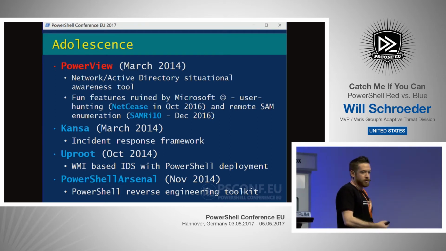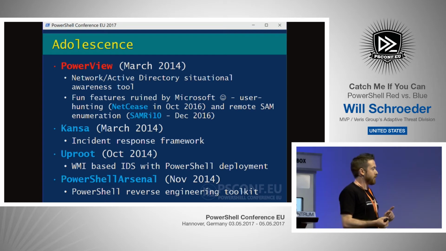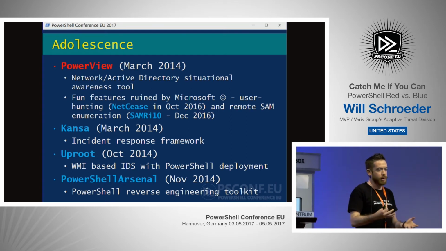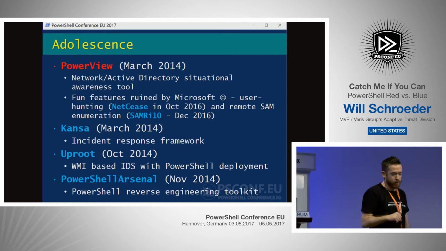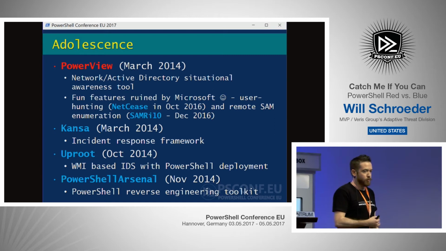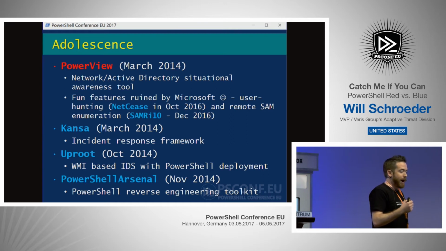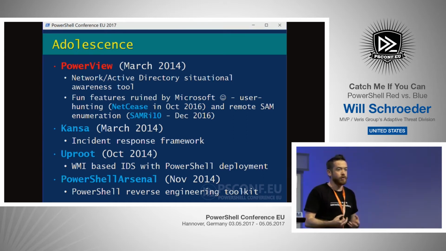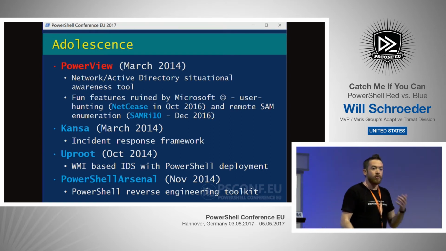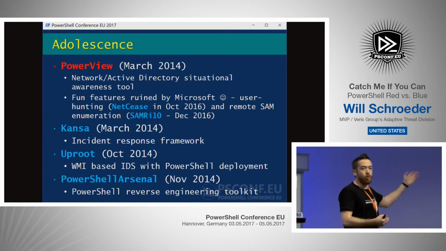Around this time too, Kansa, which is an incident response framework, was released. It lets you get profiles, autoruns, all this really cool stuff against a large number of machines. That was written by Dave Hull. And Uproot from Jared came out in 2014 and really came into its own in 2015, 2016. It's a WMI-based IDS that abstracts away a lot of the complexities of doing WMI event subscriptions, focused on defensive purposes. So if someone adds a local admin or if any different kind of really cool events happen, it's an automatic triggering framework, and it's deployed using PowerShell.